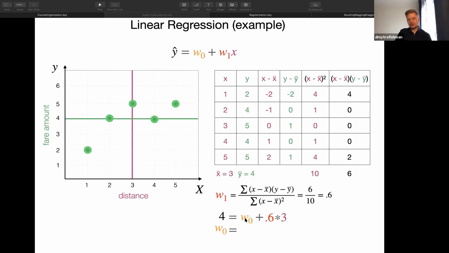This is how it would look. So 4, which is this value here, equals W0 plus 0.6, which we have just discovered, multiplied by 3. W0 equals 2. Lena, what does W0 equal to?